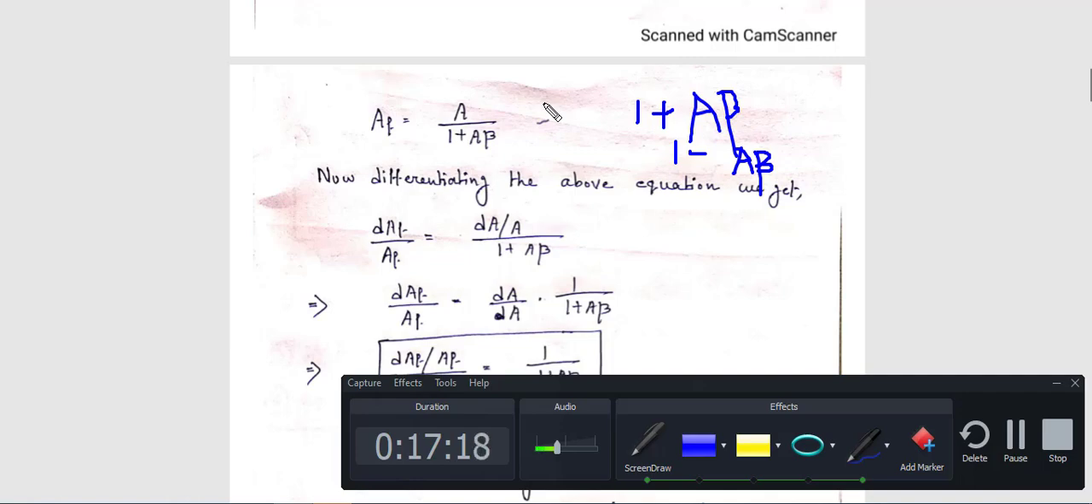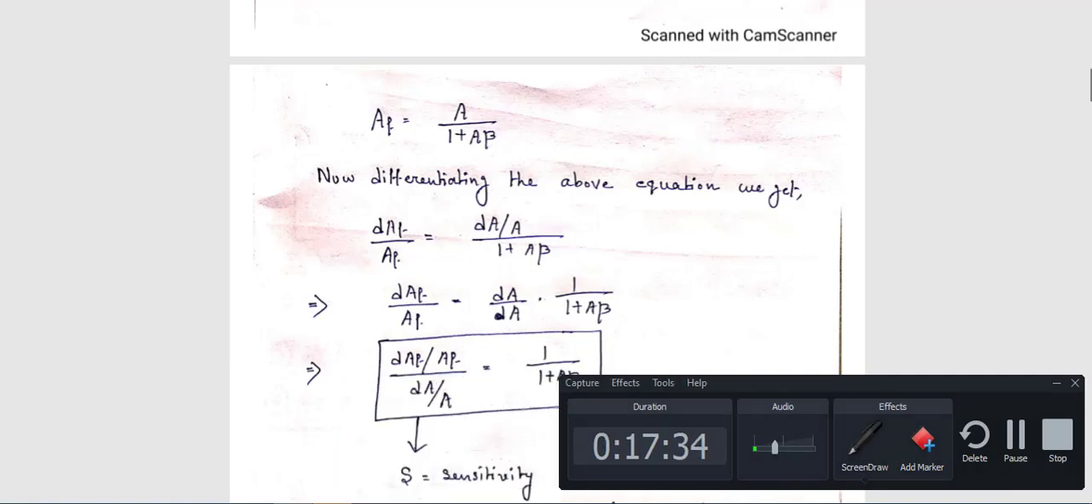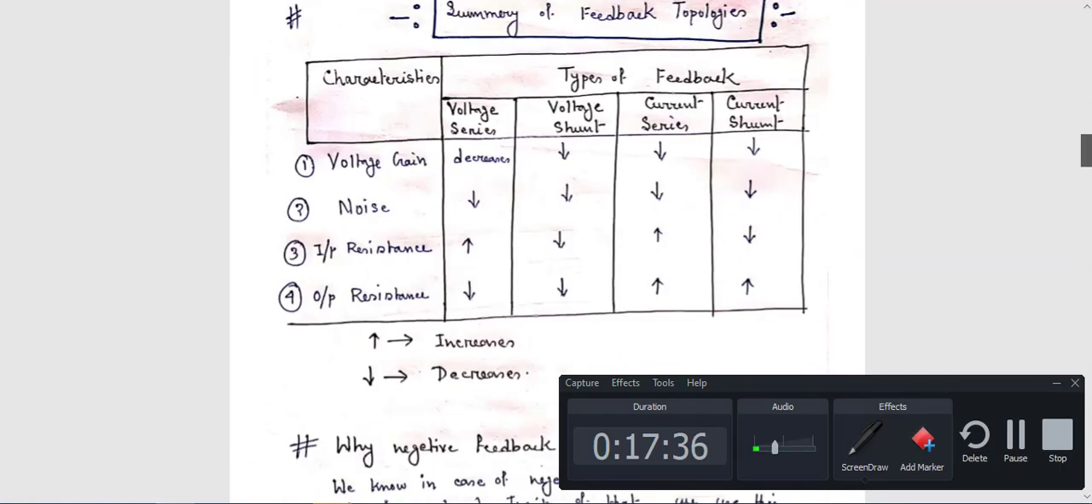Okay, the gain value is definitely decreased. But in case of a positive feedback amplifier, the expression is 1 minus a beta. That means this value is increased compared to the negative feedback. So in that respect, you can say in case of negative feedback, your voltage gain is decreased. Now you can say that in a negative feedback amplifier, the gain is decreased.